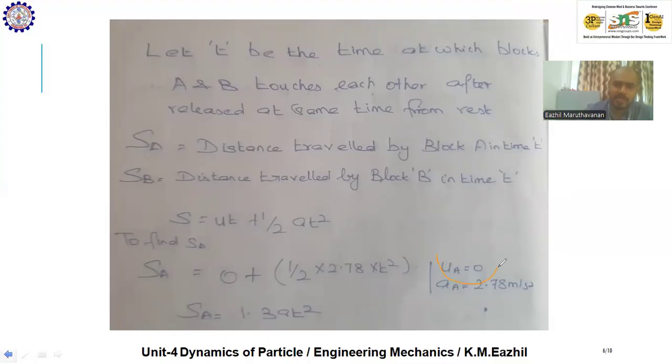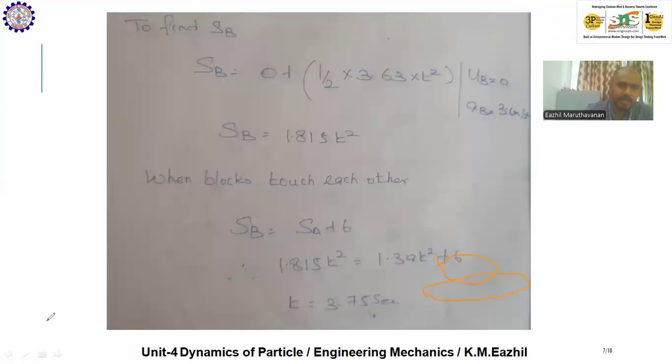Here the initial velocity, since the block starts from rest, u_A is equal to 0. The acceleration we have calculated for block A is 2.78 meter per second square. Then we have to substitute for block B. Here, block B also starts from rest. The initial velocity u_B will be 0. So we can substitute the acceleration we have identified. It is 3.63.